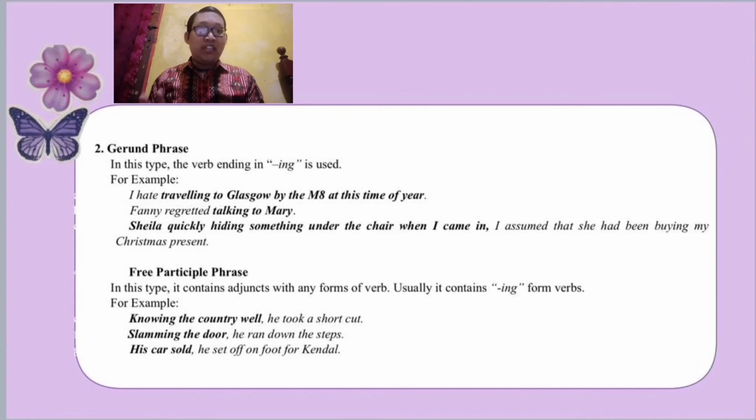Then, the third type of non-finite clause is free participle phrase. In this type, it contains adjunct with any forms of verb. Usually, it contains ing form verbs. For example, knowing the country well, he took a shortcut. Slamming the door, he ran down the steps. His car sold, he set off on foot for Kendal.